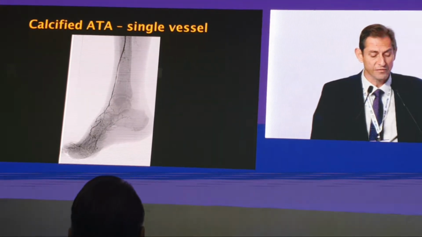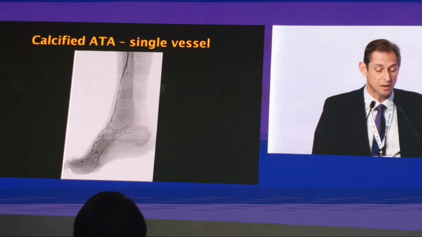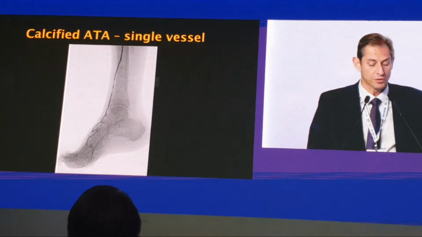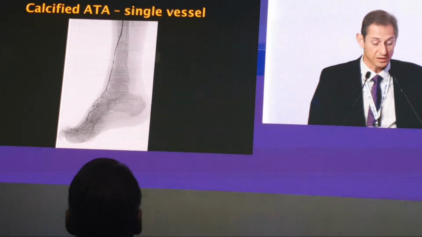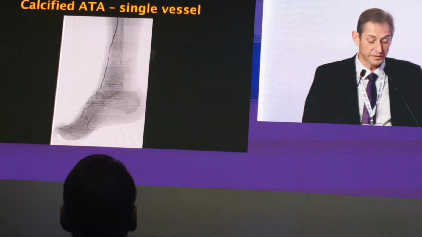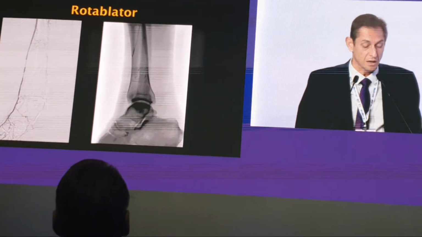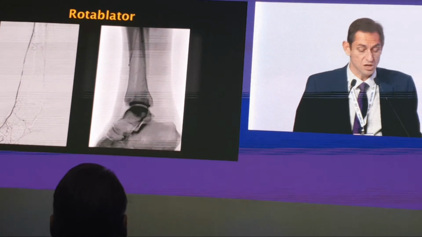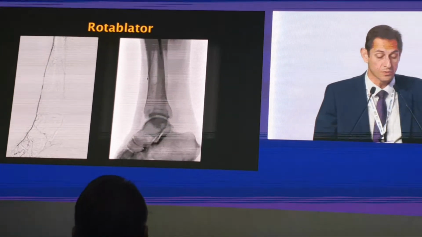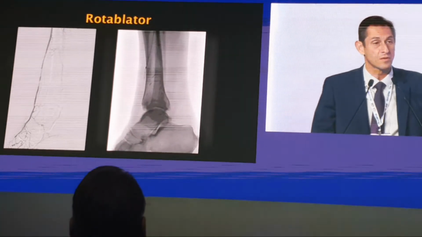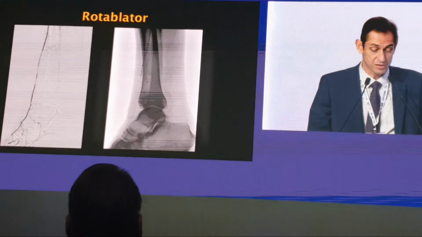Final case here, a calcified anterior tibial artery, single vessel to the foot. You can see the pedal arch is missing, with collaterals from the dorsalis pedis, a very important vessel to treat successfully. And again, on the right-hand side, you can see the rotablator. This is with a larger crown. This is a 2 mm crown. You can decide on the diameter of the crown depending on the diameter of the vessel that you are treating.